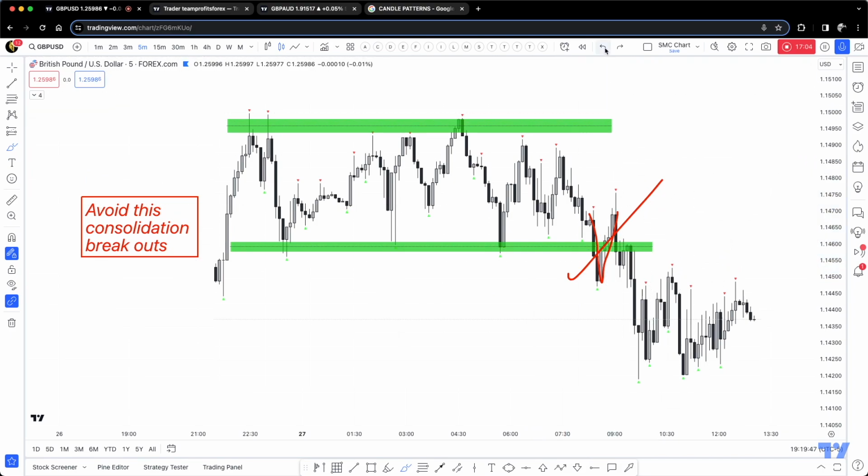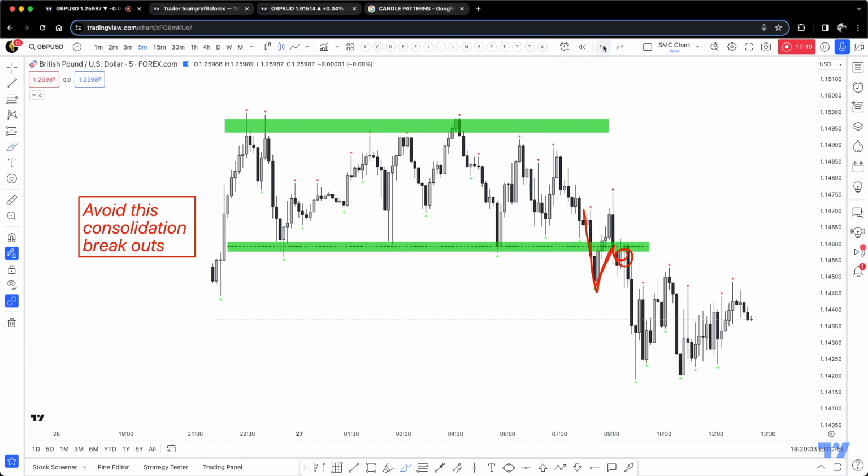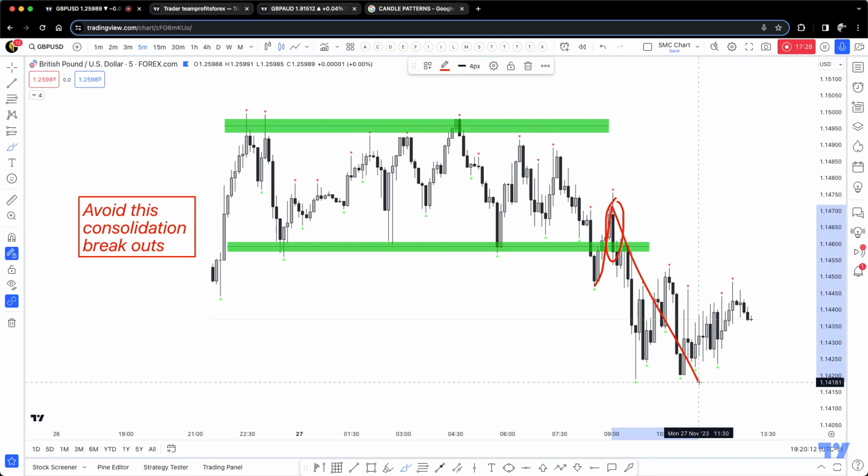So what are you expecting after a clean break like that? You want this support to be respected. You want the price to come back, retest, and show you a bearish engulfing candle right here. Not right here. Price got way too deep, and then it did show a bearish engulfing candle right there. Even though it did drop, it's not what I like. It's not part of my plan, so I'm not taking it.